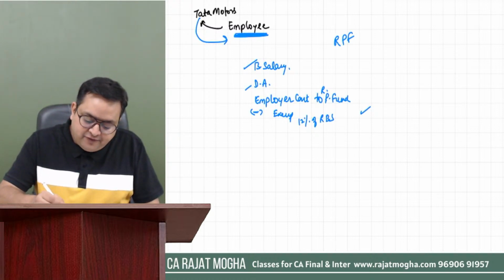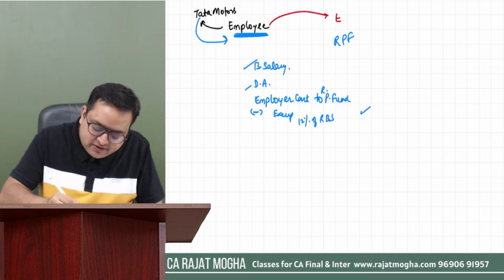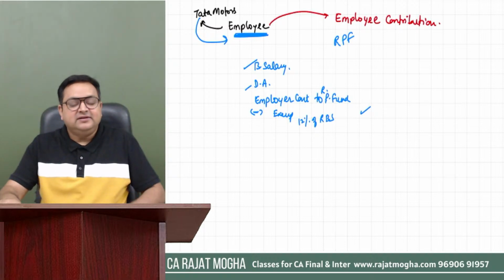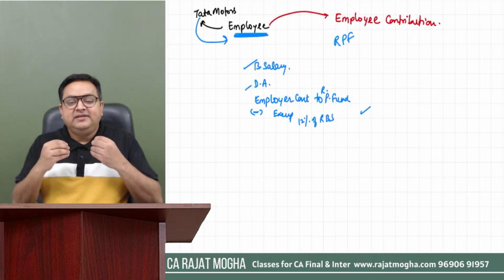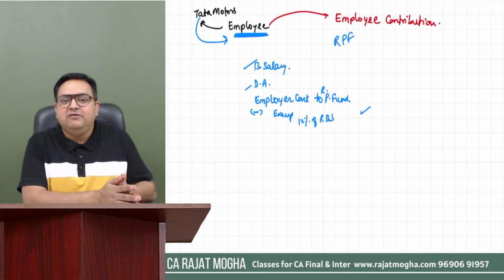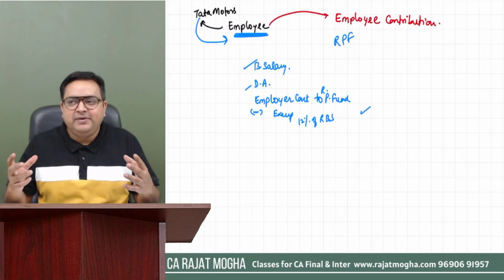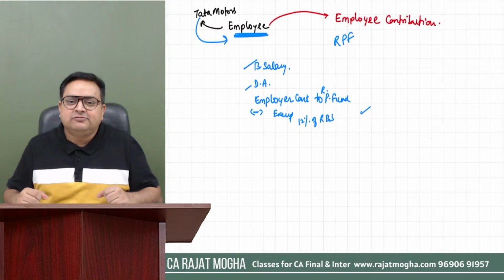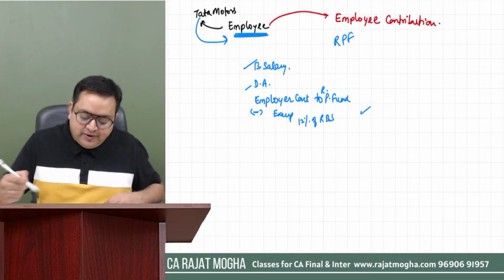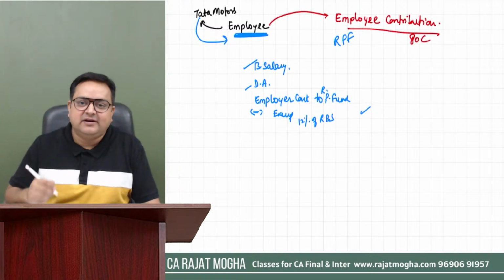But tell me, whatever the employee is contributing, I'm talking about the employee contribution, because we understand that the employee also contributes. This is not income, but this is a kind of investment which I'm making. The same way where I am making an investment in LIC or ULIP, I'm making an investment in this recognized provident fund or statutory provident fund. So whatever the employee is contributing, that deduction is covered under 80C.